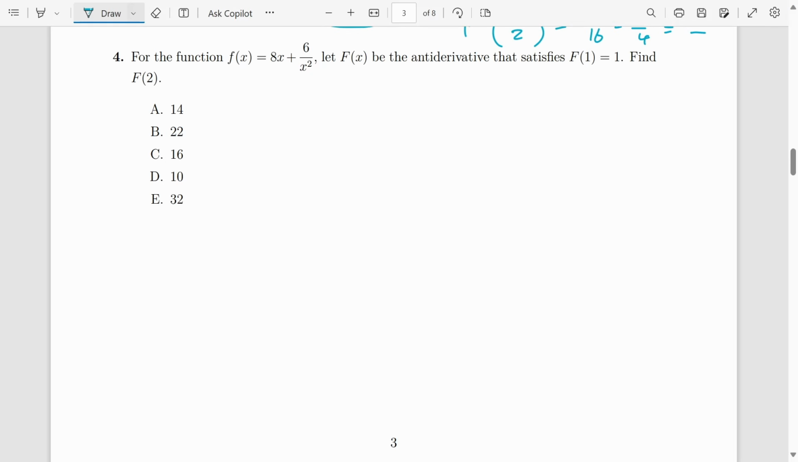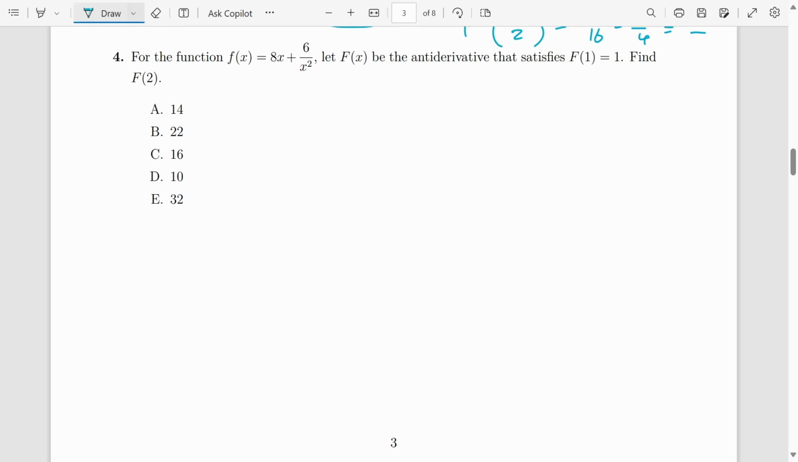Question 4, for the function f of x equals, I should say little f of x because we have a big F of x in the future. Little f of x equals 8x plus 6 over x squared, and let big F of x be the antiderivative that satisfies big F of 1 equals 1. Find big F of 2. Okay, cool. So this is getting your feet wet with integrals, antiderivatives.